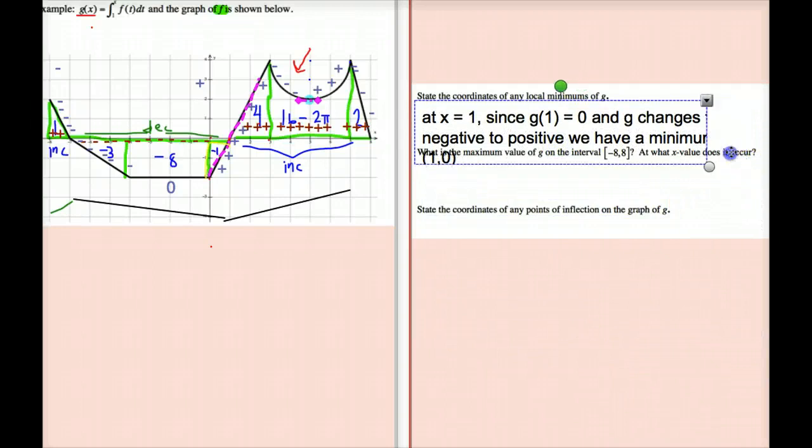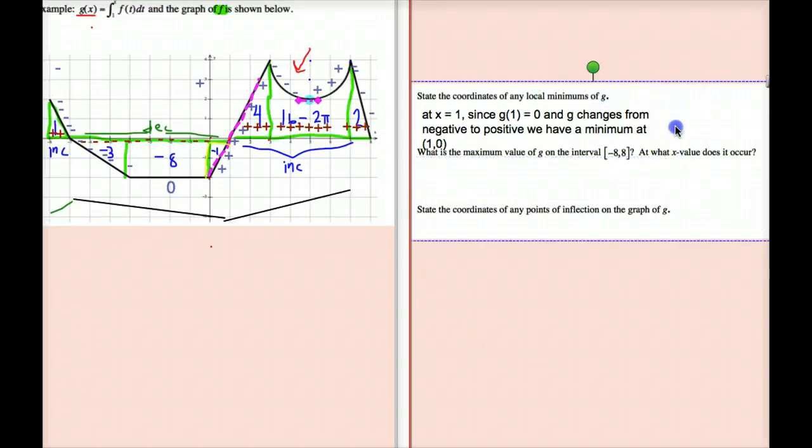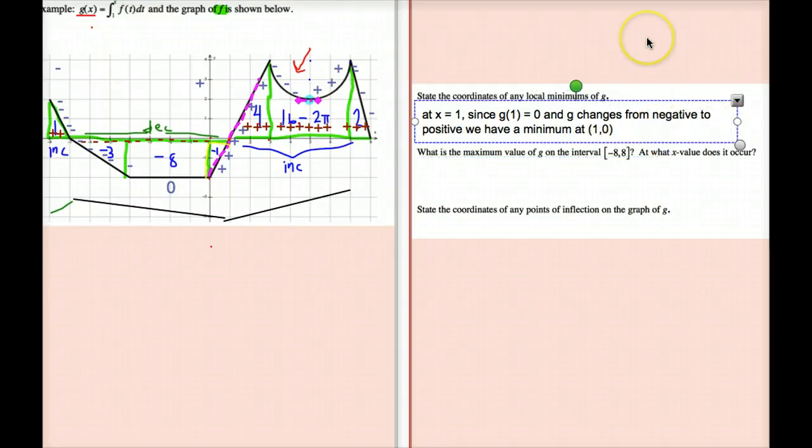And if I make this smaller, fit perfectly right here. Sorry, I can't get this to be bigger. But at x is equal to 1, since g of 1 is equal to 0, and g changes from negative to positive, we have a minimum at (1, 0). And we get the value 0 from our previous problem. When we found g of 1, we found the answer was 0.